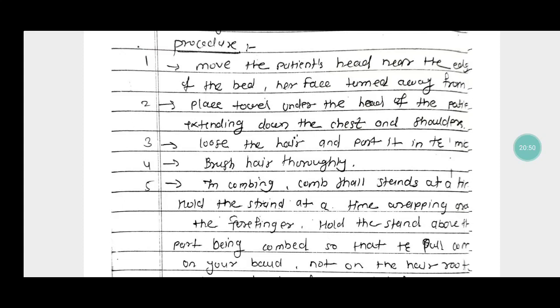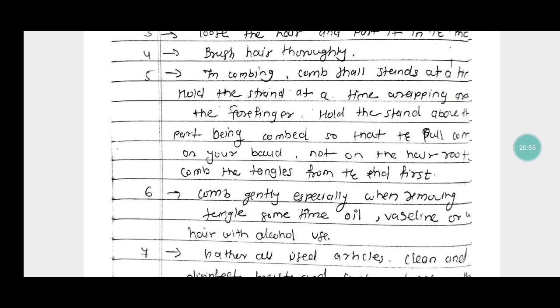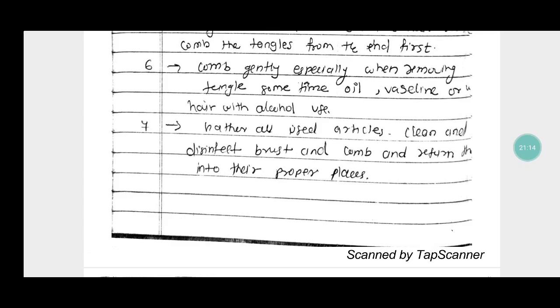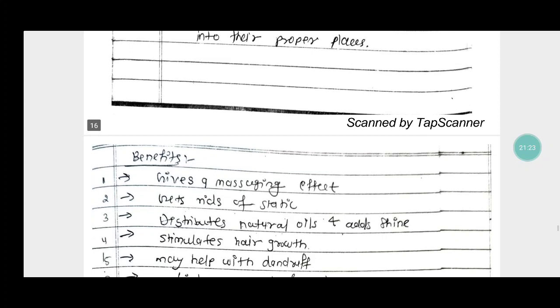Hold the strand at the time of wrapping, and the forefinger holds the strand above the part of the comb so that the pull on the hair root will be avoided. Comb the tangles from the end first. Comb gently, especially when removing tangles. Sometimes oil, vaseline or hair with alcohol is used. Gather all used articles, clean and disinfect, brush and comb, and return them to the proper places.